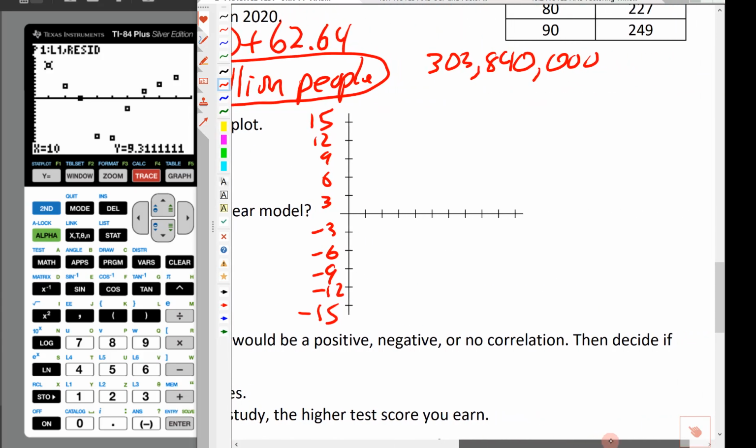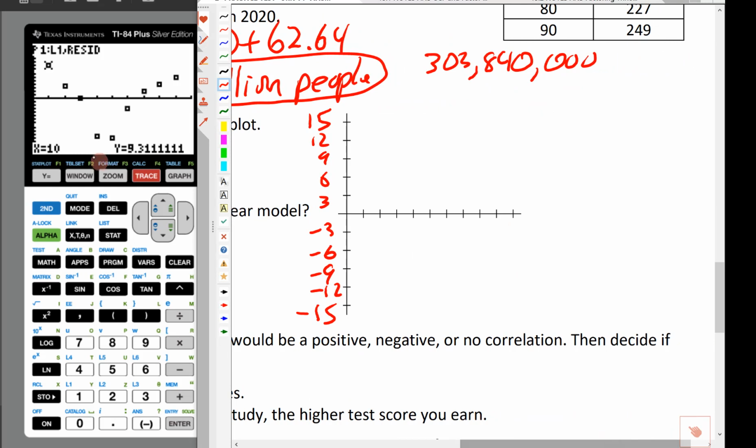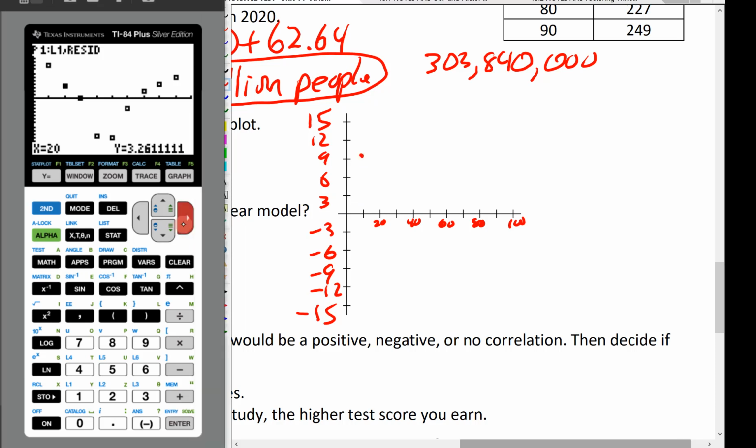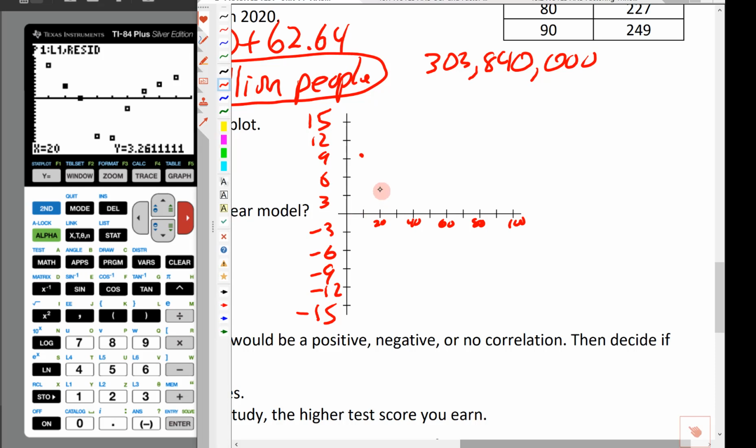Okay, so we're going to slide over here. The first one is 10 and 9.3. So again, this is 10. I'm just going to label 20, 40, 60, 80, and then 100, so we don't have to label every single one of those. So this is going to be 10 and 9.3, about right here. The next one, 20 and 3.2, so about right there, just a little bit more than 3. That's a nice convenient way to scale that.